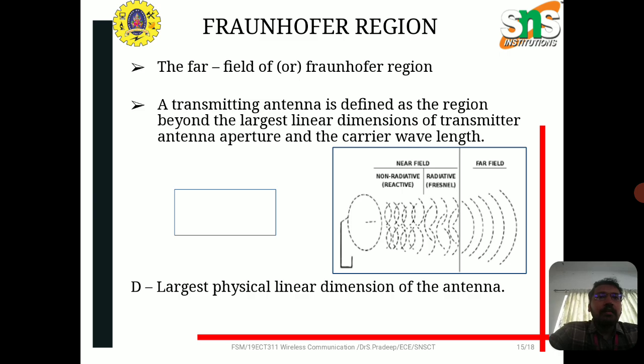Fraunhofer region. The far field or Fraunhofer region of a transmitting antenna is defined as the region beyond the far field distance, which depends on the largest linear dimension of the transmitter antenna aperture and the carrier wavelength, where D is the largest physical linear dimension of the antenna.